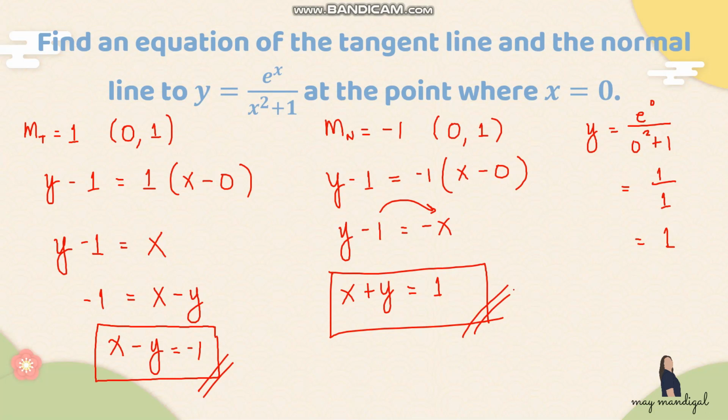Now, once you already have the slope of your tangent line, you can write the equation of the tangent line using the point slope form. And if you want to write the equation of your normal line, you just have to get first the negative reciprocal of the slope of the tangent line, and then use again the point slope form. In case there is no value of y in the given point, you just have to solve for it by substituting the x value into the given function so that you can identify the corresponding y value. And then that's it. You can now write the equation of the tangent line and the normal line.